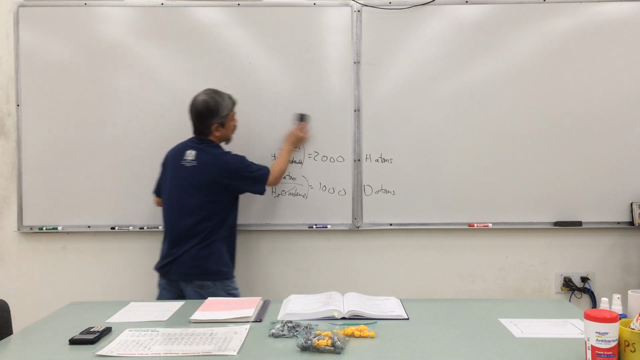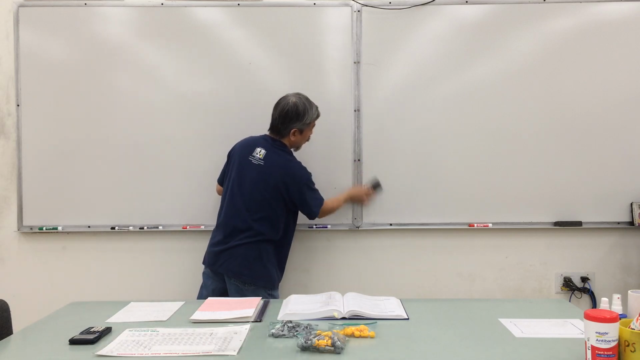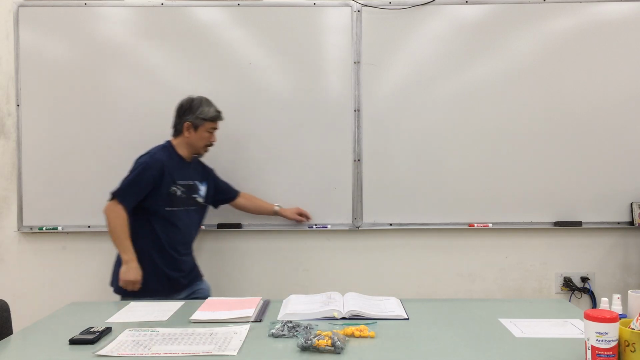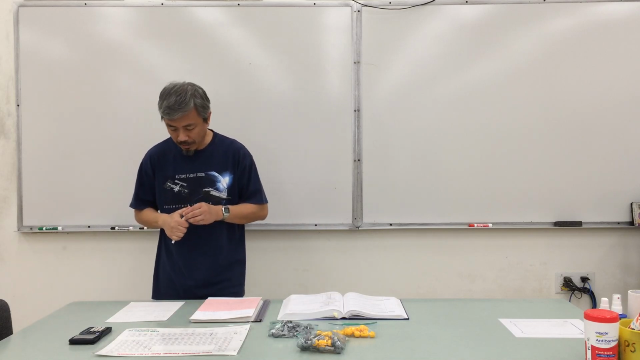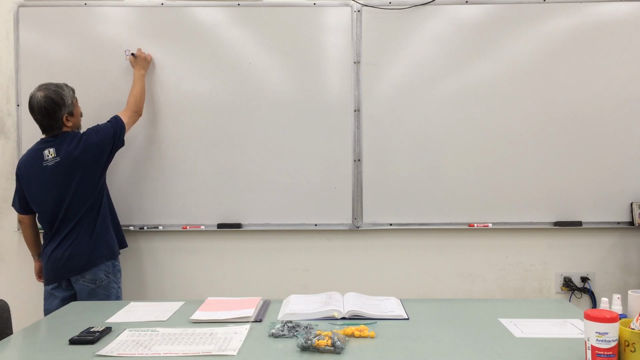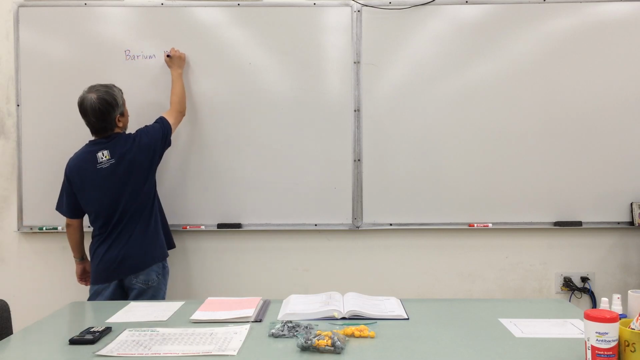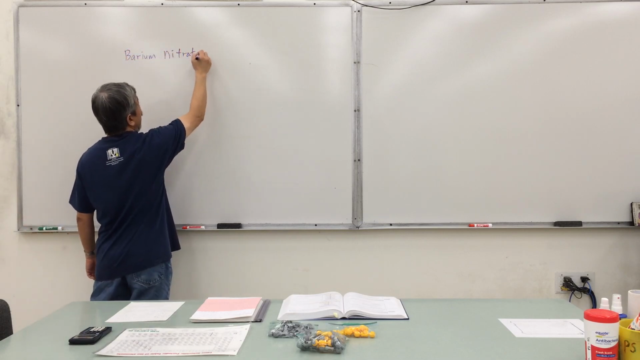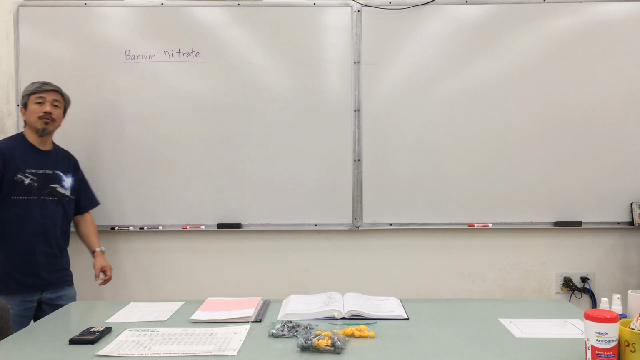So let's use something a little bit more interesting. Let's use an ionic compound. So let's say we have something like barium nitrate. If I give you the name barium nitrate, how will we go ahead and figure out what the chemical formula is?